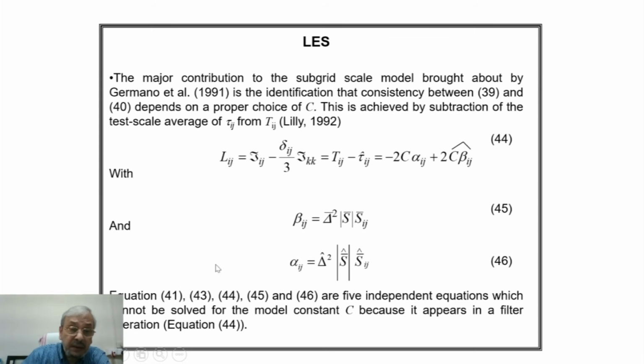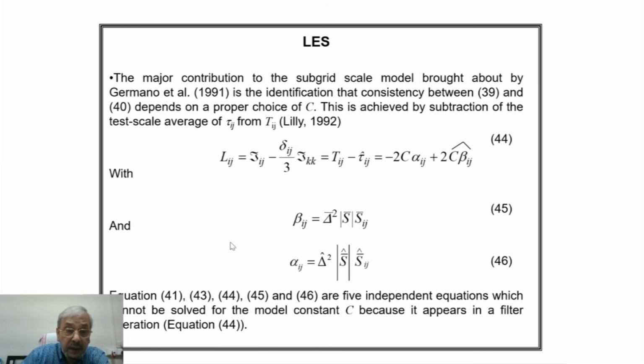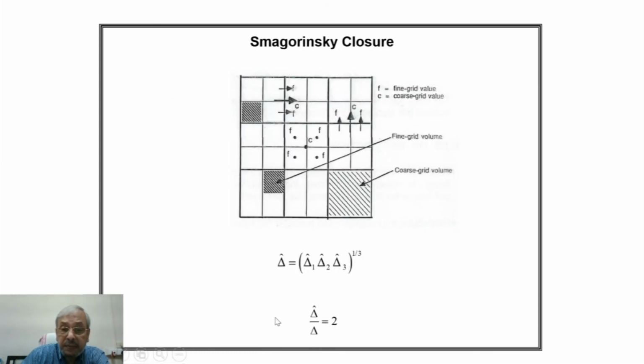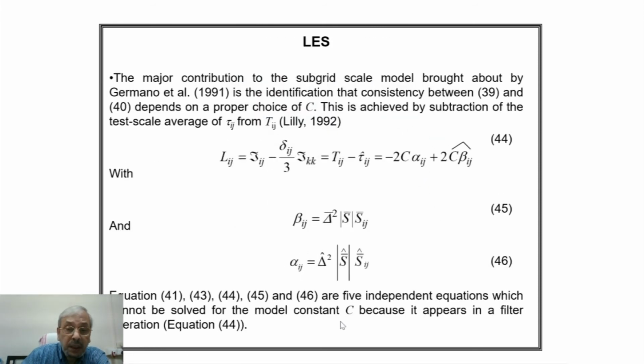So equation 41, that is this equation, then 43, that means this equation, 44, 45 and 46 are 5 independent equations which cannot be solved for the model constant C because it appears in a filter operation in equation 44.